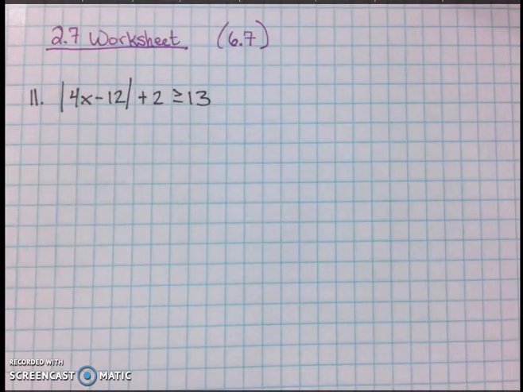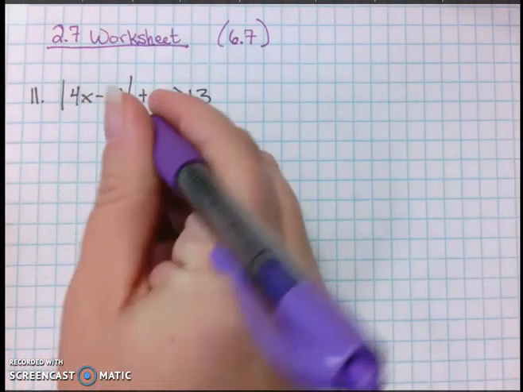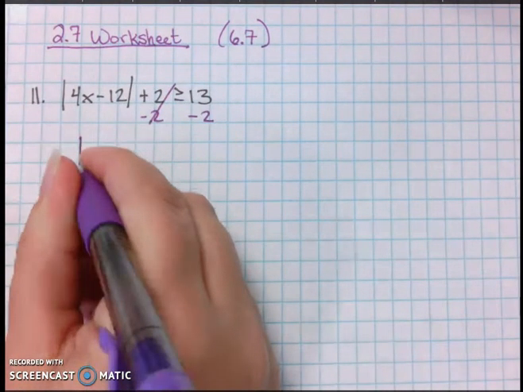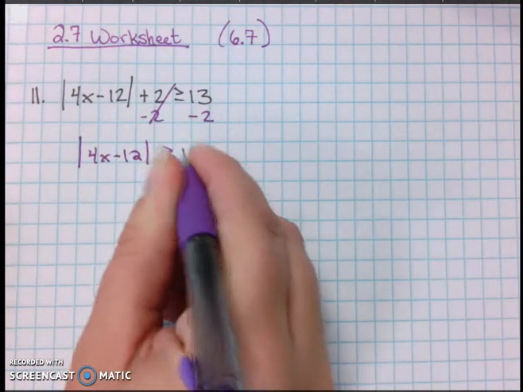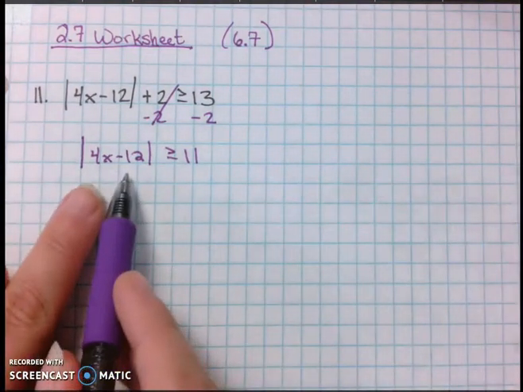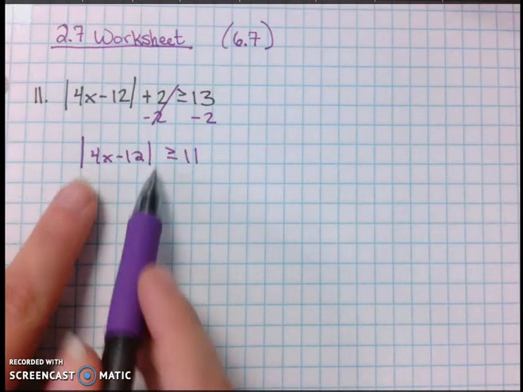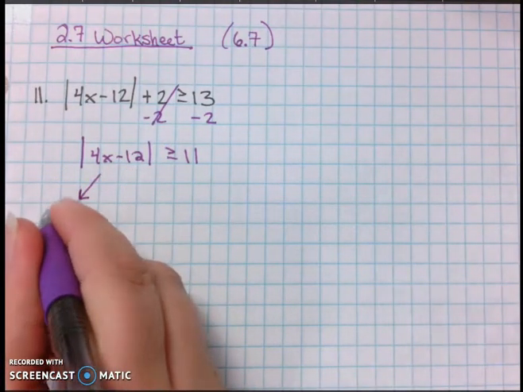One thing with absolute value is we learned that you've got to get the absolute value signs all by themselves. So what I'm going to do is get rid of this plus 2 by subtracting 2 on both sides. So you have to solve for the absolute value. Now we know inside of here can be 11 or negative 11, because the absolute value of negative 11 will make that 11. So this is where I split this up into two equations.